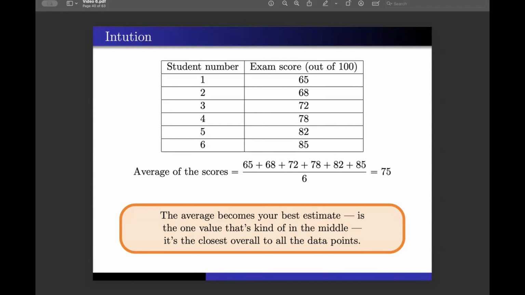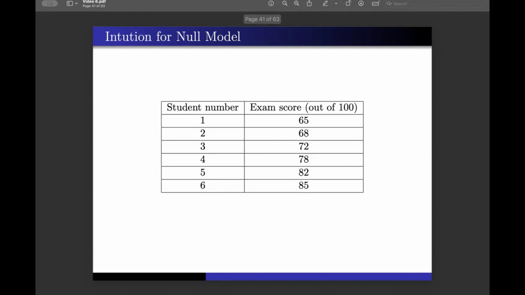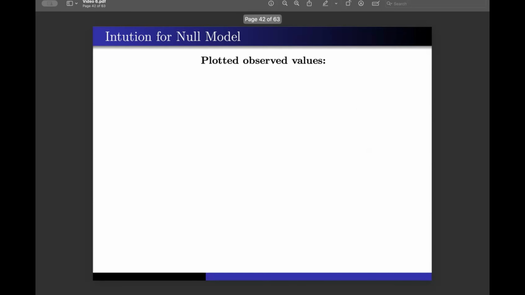The average becomes your best estimate because it's the one value that's kind of in the middle of all the other values you have in the data set. It's the closest overall to all the data points. Intuitively, the average would become the best estimate if we have only the dependent variable present in the data set. Let's try to visualize whatever we have talked about. We have the exam score of student one, which is 65, the exam score of the second student, 68, and so on and so forth.